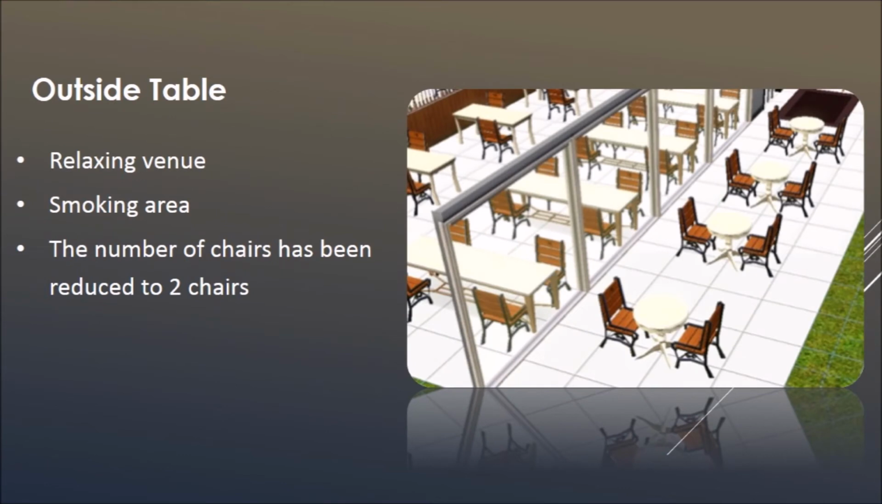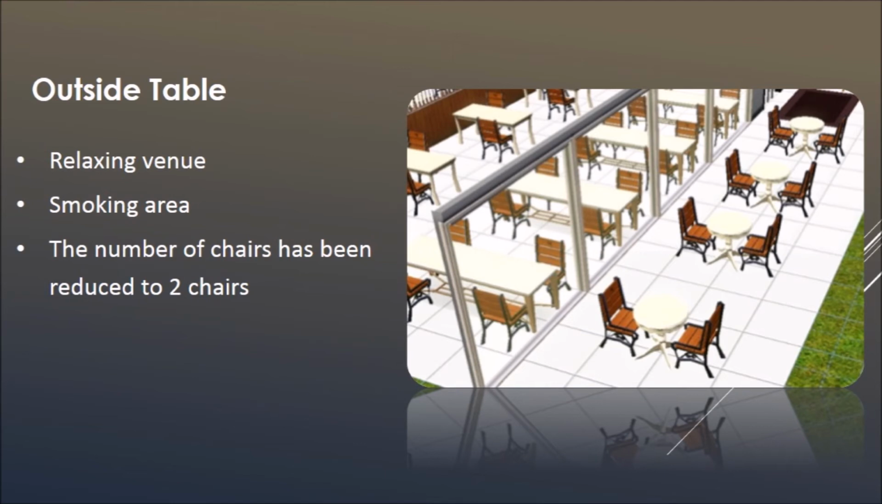Outside table. Some KFC branches did not provide an outside table. An outside table is important as it can improve the customer experience. Relaxing venue. An outside table helps set up a relaxing venue for customers to enjoy the outside views and fresh air. Customers may enjoy outdoor seating and will not have to wait as long for a table during busy times.